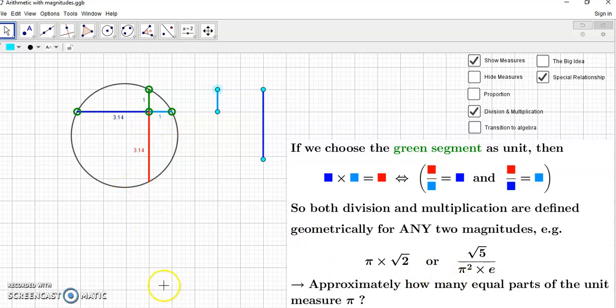So now notice that both division and multiplication are defined geometrically for any two magnitudes, but this expression here, pi times square root 2, is not a number, it's a magnitude, okay? Pi means this length here, but there is no length. It's just a magnitude in geometry. And similarly, square root 2 would be described by the diagonal of a square, okay? And these two expressions here are not numbers, right?